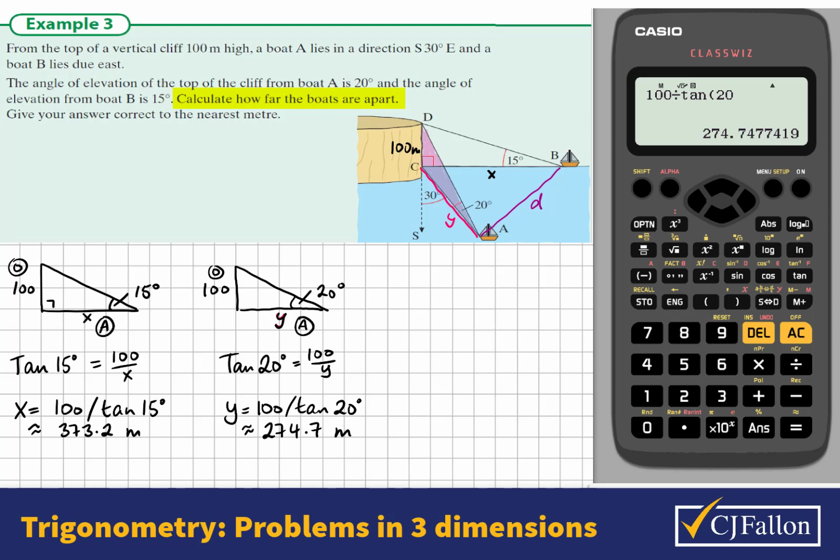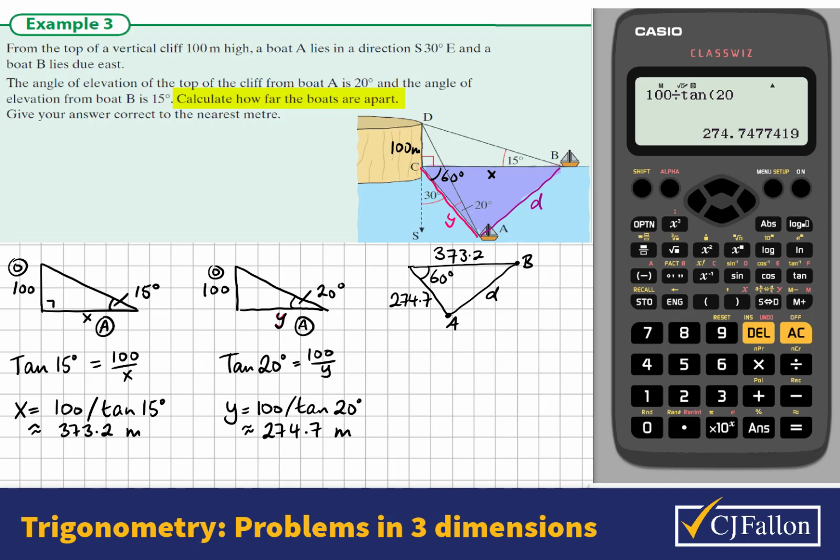Now we're getting close to solving the problem at this stage. If we consider this triangle that's on the seafloor, ABC, we can see or work out that it has an angle of 60 degrees because the 30 plus 60 makes the 90 degrees. It has one side of 274.7 meters that we've worked out. It has a side of 373.2 meters that we've evaluated. And it has this side D. It's a non-right angle triangle.